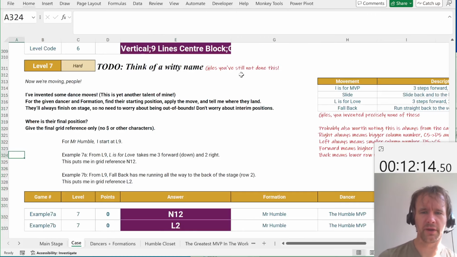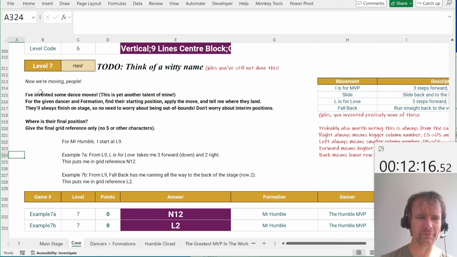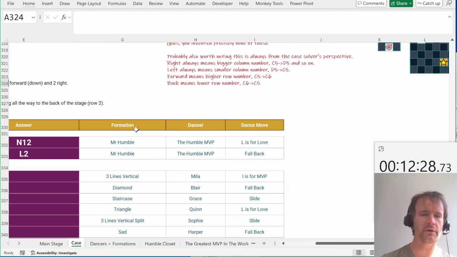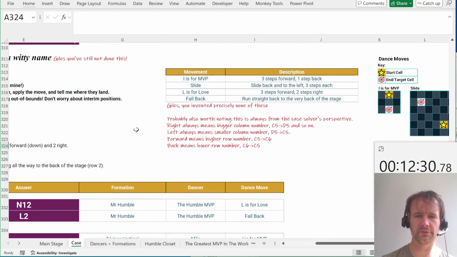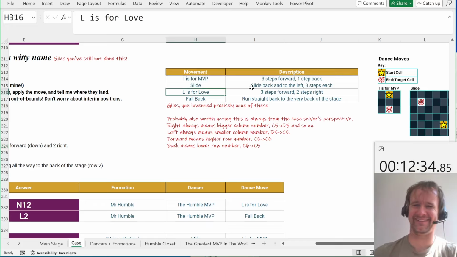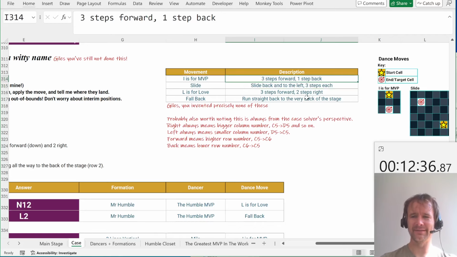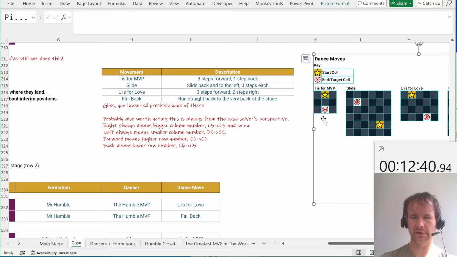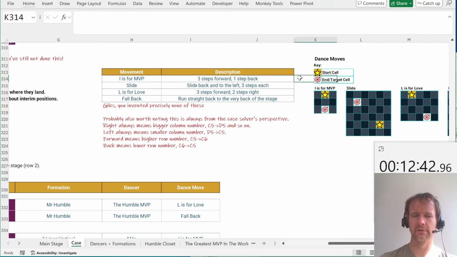To do, think of a witty name. Now we're moving to: I've invented some dance moves. This is yet another talent of mine. For the given dancer information, find their starting position, apply the move, and tell me where they land. They'll always finish on stage, so no need to worry about being out of bounds. Don't worry about interim positions. Okay. Dance move, L is for love. What? Okay, fine. What is forward? Okay, got it.